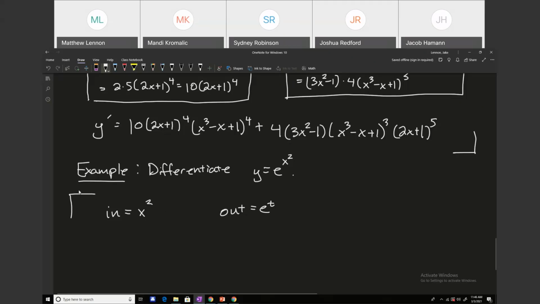So that's what's going on. That's how we're decomposing these things. So then, again, inside prime should just be 2x, and the outside prime is just e to the t. So when we do our y prime, how do we do it? We do inside prime times outside prime, so 2x times e, but we replace the t with the original inside. So y prime is just 2x times e to the x squared. Fairly simple chain rule there.